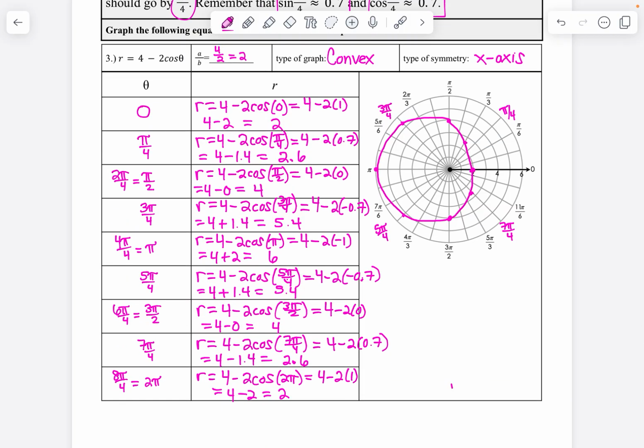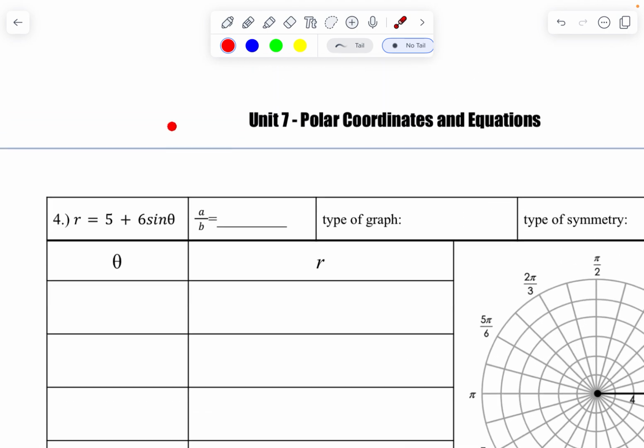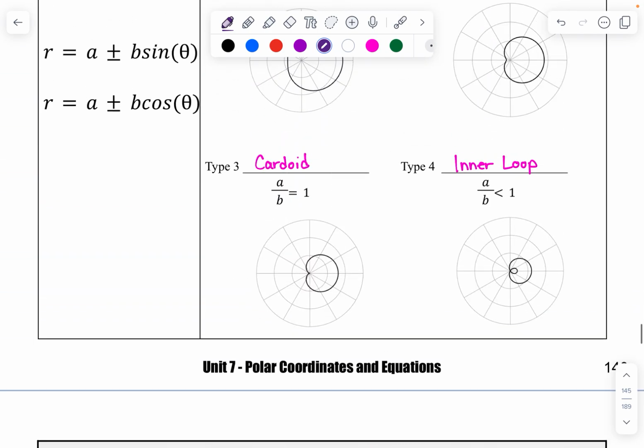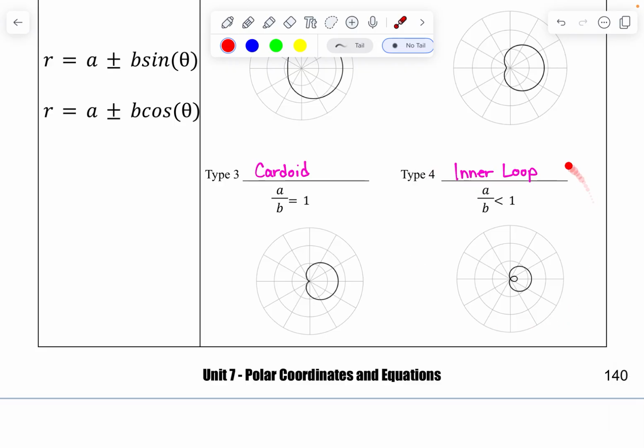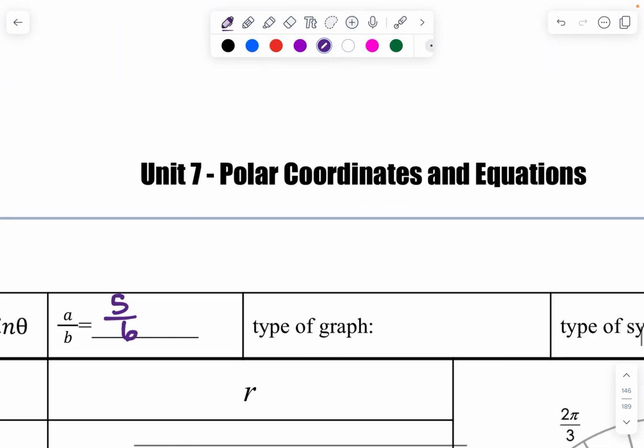All right, let's try the next one. So this one, r equals 5 plus 6 sine of theta. So again, I know it's not a rose curve because of this number being added or subtracted out here. So then I know it's a Limacon, and I'm comparing this to this, setting up the ratio a divided by b. So I get 5 divided by 6, which is less than 1. So remember, anytime it's less than 1, you're going to have an inner loop. So it's going to curve in on itself like this. All right, so the type of graph is an inner loop.